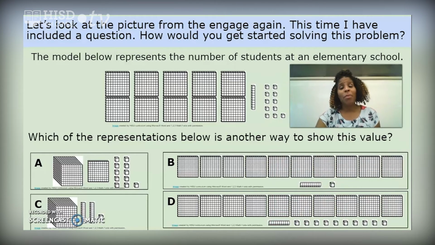Let's look at the picture from the Engage again. This time I have included a question. How would you get started solving this problem? The model below represents the number of students at the elementary school. Which of the representations below is another way to show this value? Continue to look at the picture. We're going to go through this picture in today's learning.